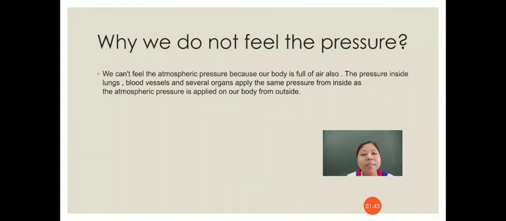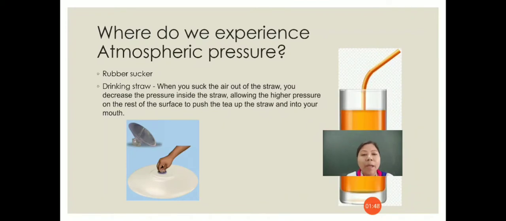So, it balances the pressure. As a result, we do not feel the pressure. Now, let us take one more example where we experience atmospheric pressure. We had already discussed the rubber sucker. Now, let us discuss the drinking straw.